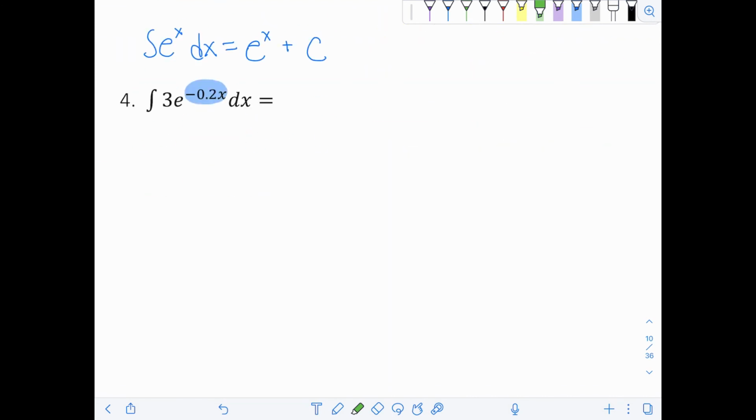So to take the integral here, the 3, I'm just going to leave it in the front, so it's 3 times, and now take the integral of e to the negative 0.2x. So that's going to be e to the negative 0.2x divided by negative 0.2. That's just applying the exponential function rule for integration. There's nothing else in there, so then the last step here would be plus c, and then now let's simplify.